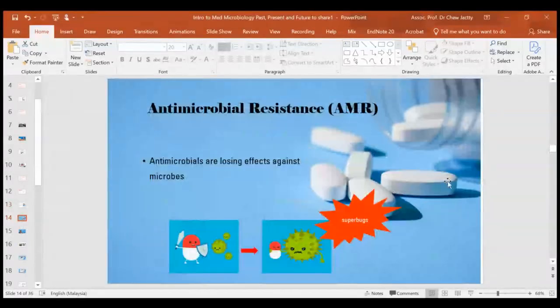And so what are the key things that are happening that are affecting us a lot in terms of medical microbiology? For me, I would think that it is antimicrobial resistance, AMR. A lot of antimicrobials, antibiotics, antivirals, antifungals, antiparasitic drugs are now losing effect against microbes. In the past, we thought that if you have a bacterial infection, by taking antibiotics, you'll be healed. But that is not always the case anymore because of AMR.